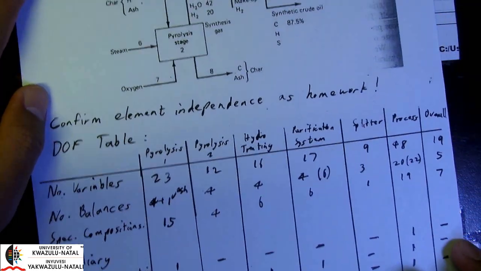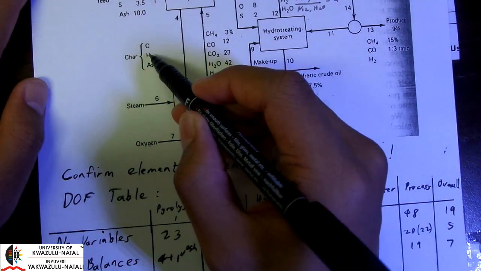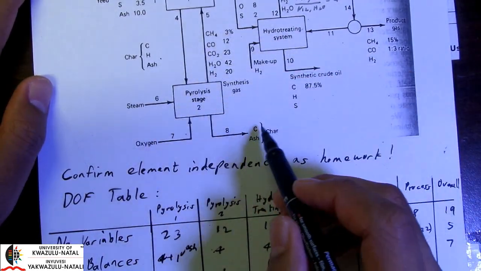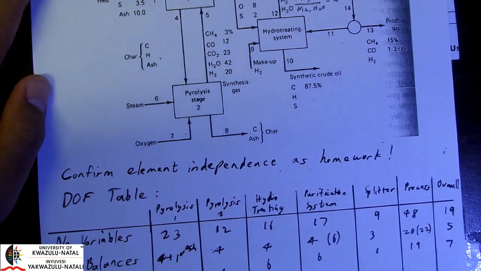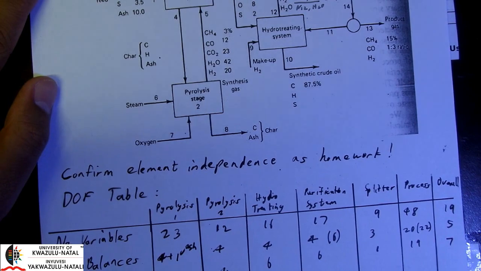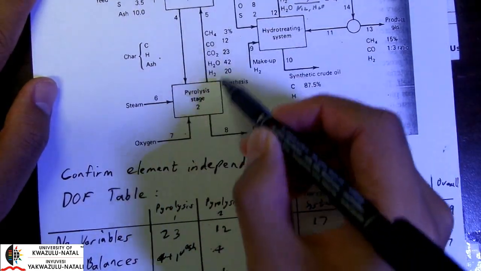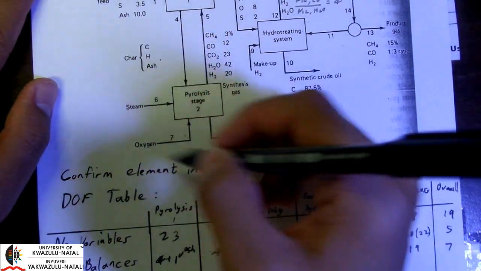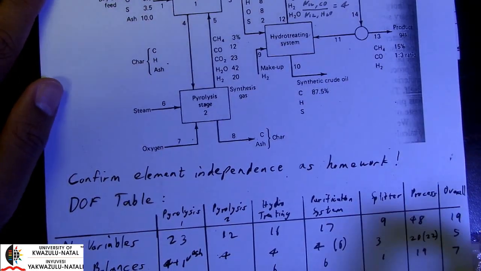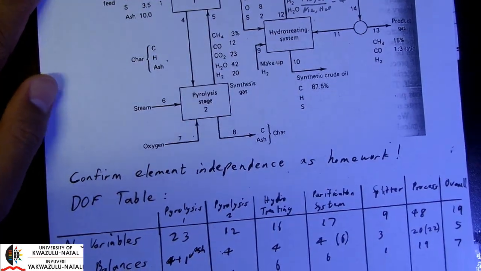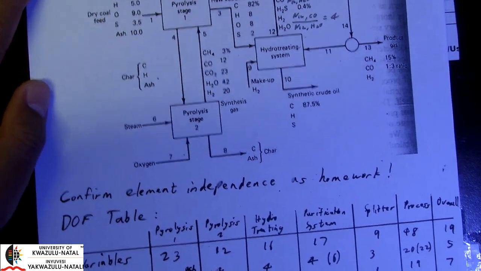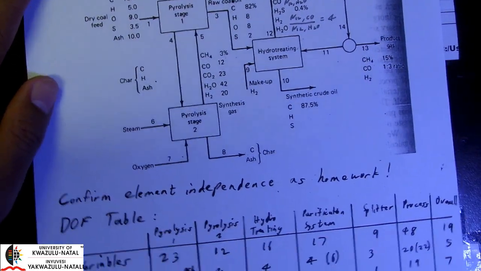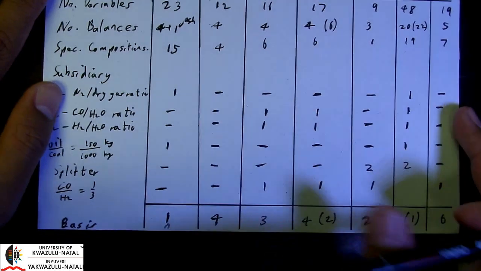Okay, and I can count for my pyrolysis 2. So we have 12 variables, 4 balances. There's no sulfur at all in this particular unit, so it's simply our 3 elements plus our ash, so that makes it 4. And we have 4 independent compositions specified, and that gives us a degree of freedom of 4.